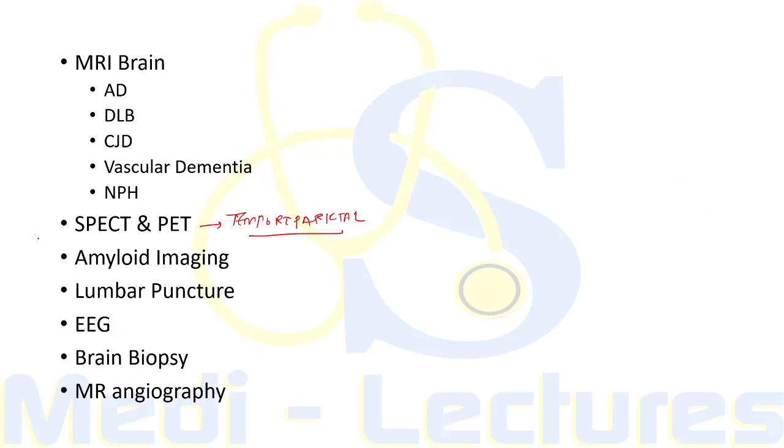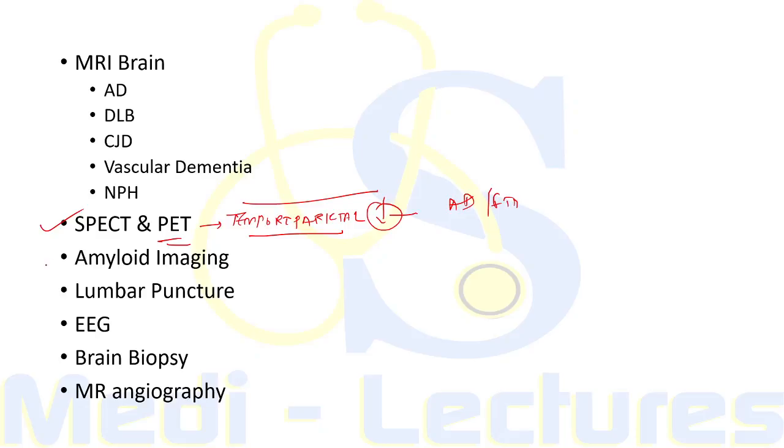So the importance of SPECT and PET scan will be, in cases of Alzheimer's disease and frontotemporal dementia, there will be temporoparietal hypoperfusion or hypometabolism. So this will be seen in Alzheimer's disease and frontotemporal dementia.